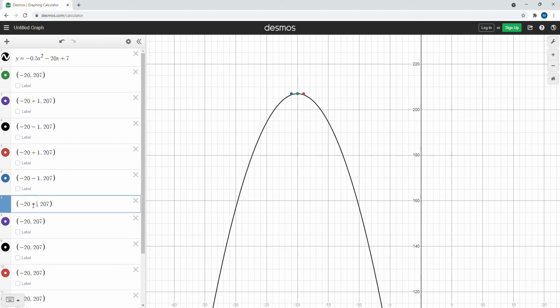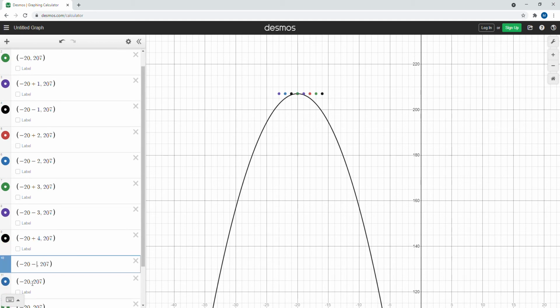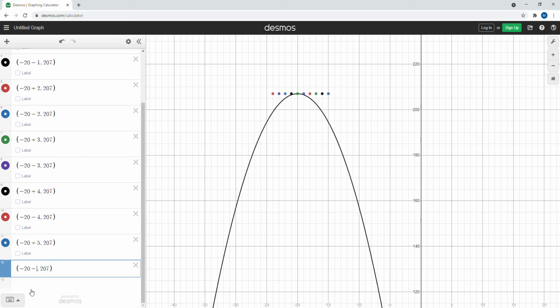So I'm adding one, let's see, oops, I added one and subtracted one. I'm sorry, next I need to add two and subtract two. Then I add three and subtract three. Then I add four and subtract four. Then I add five and subtract five. And as you can see, that gives us a series of points that are on the same level as the vertex. All right, they're pretty points, nice and colored.